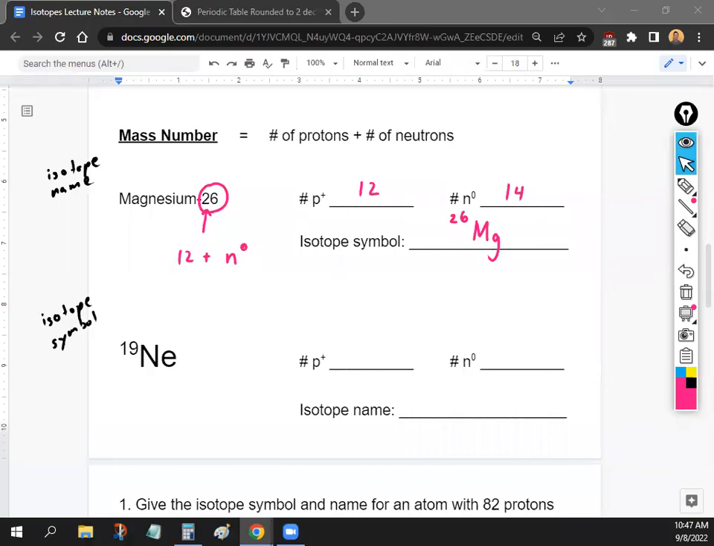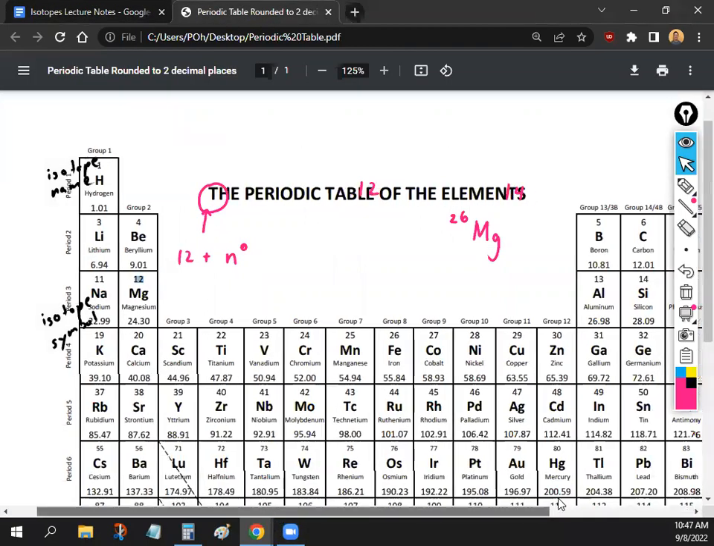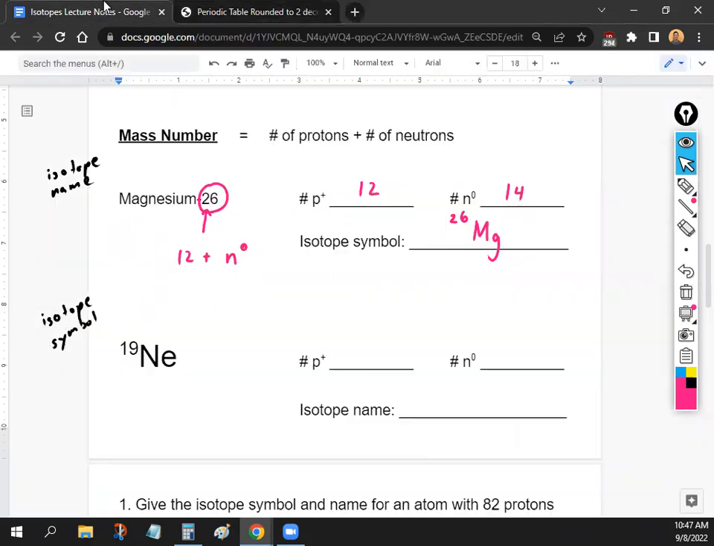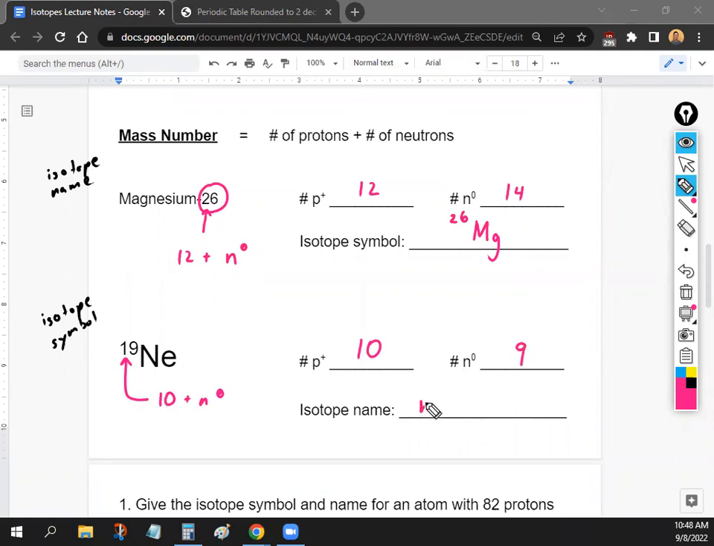Okay, so for 19Ne, we have to start with the protons. Super simple. Just look for Ne on the periodic table. All the way on the right, you have neon, and it's going to have 10 protons. So we're going to write that it has 10 protons. This 19 here is the mass number, so it's going to be the protons plus the neutrons. Should be pretty simple. 19 minus 10 is 9. And then for the isotope name, you just needed to write neon-19. Easy peasy, right?